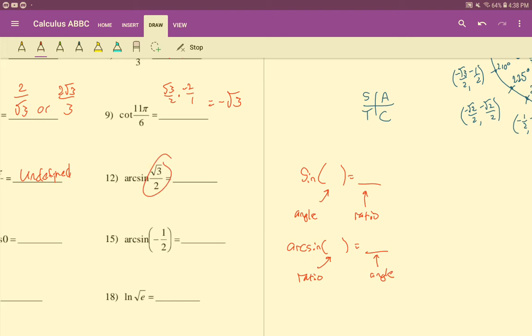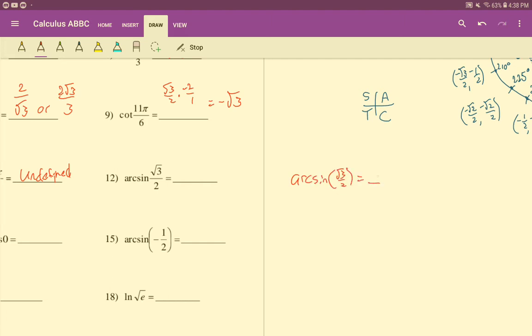So you can see here that's a typical ratio of root 3 over 2. We're plugging into the arc sine there. And so what we're really trying to do here, when we evaluate arc sine, one way you can think about this is, sine of what gives us root 3 over 2? Asking arc sine of root 3 over 2, what does that equal, is the same thing as asking sine of what gives us root 3 over 2.